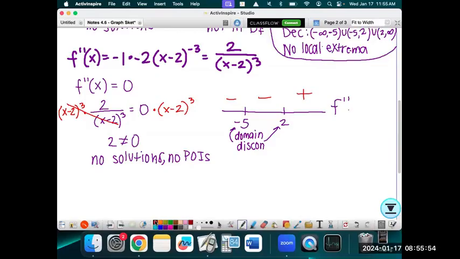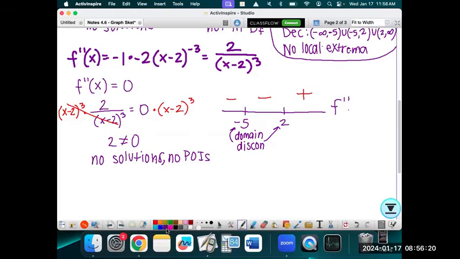So that's why I write domain discontinuities. That way I don't accidentally confuse them with critical points or points of inflection on whatever respective number line I'm working with, because you might accidentally confuse 2 in this case with a point of inflection, but it didn't come up from the second derivative equaling 0. It was just a domain discontinuity in the first place, hence labeling.